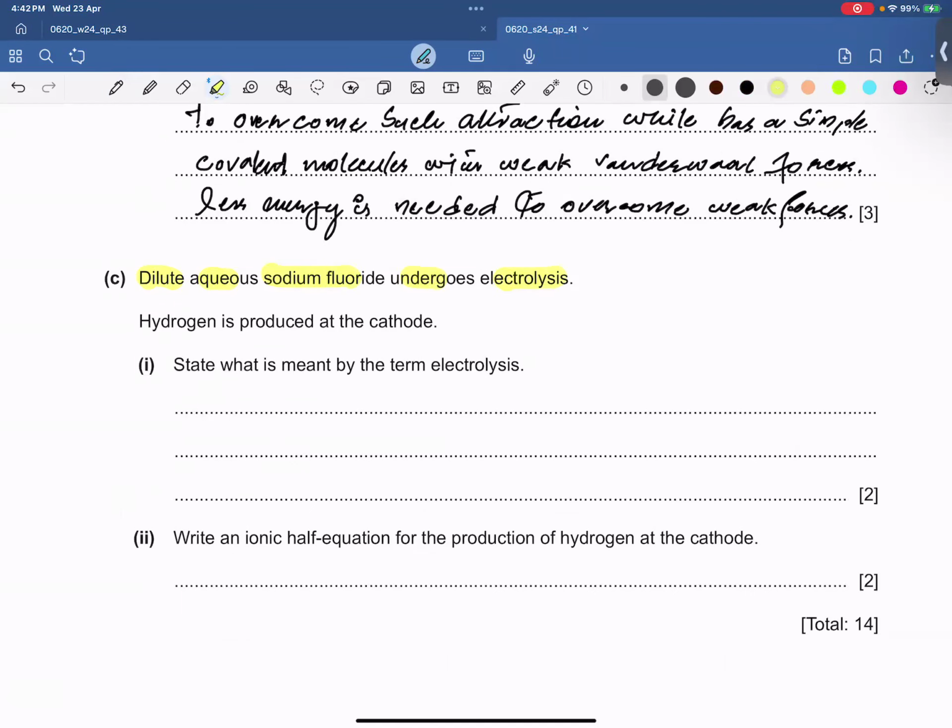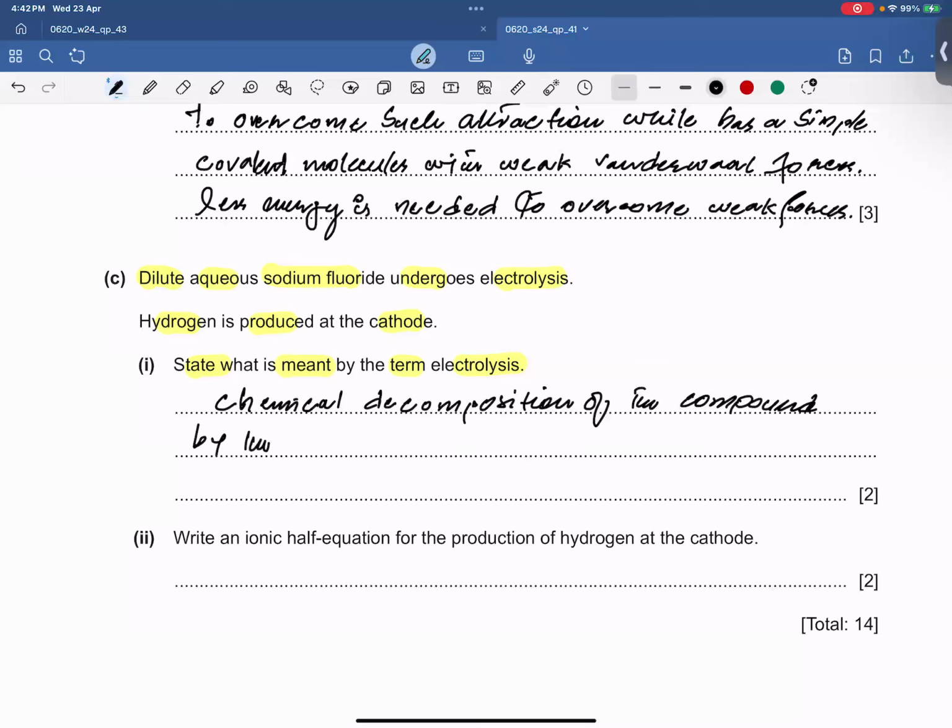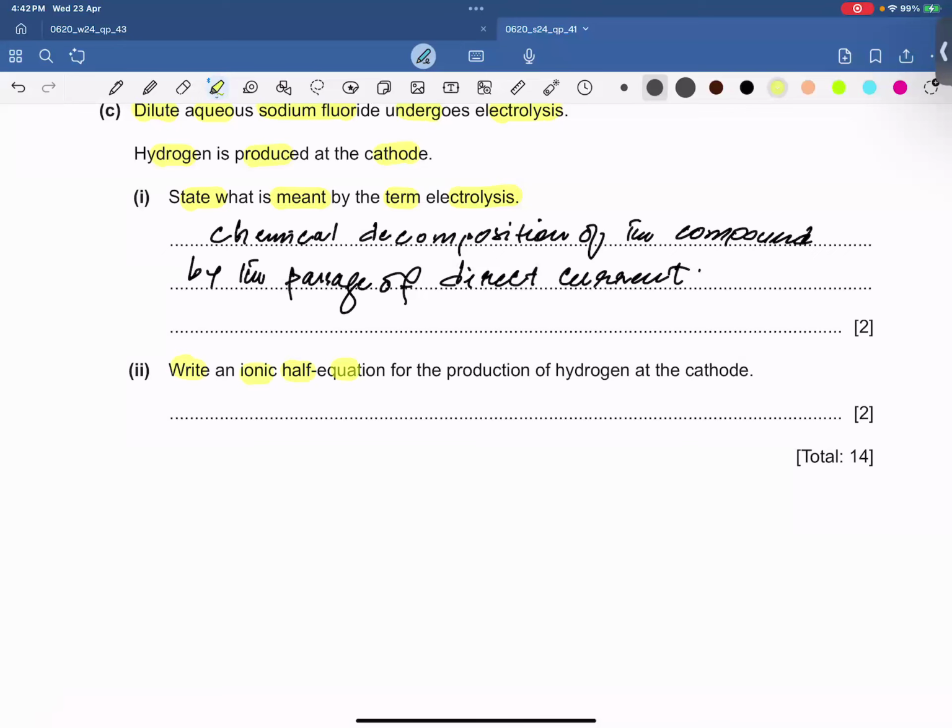Dilute aqueous sodium fluoride undergoes electrolysis. Hydrogen gas is produced at the cathode. What is meant by the term electrolysis? Chemical decomposition of a compound. You can say ionic compound also. By the passage of direct current. Write an ionic half equation for the production of hydrogen at the cathode. Two hydrogen ions gaining electrons, converting into hydrogen gas. Okay.